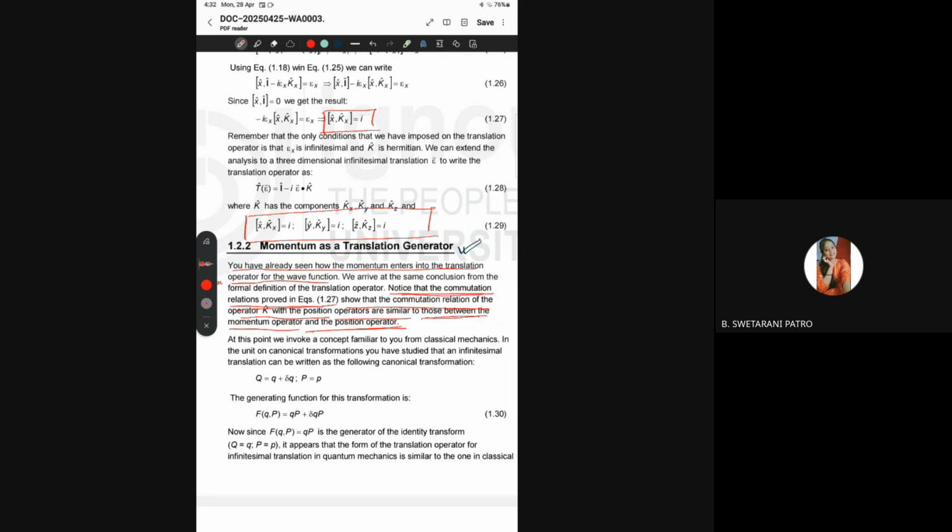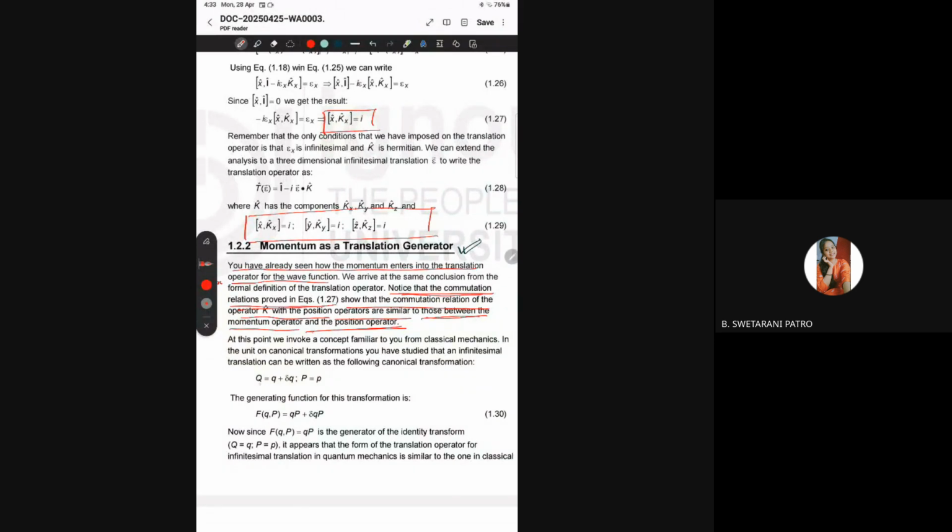So at this point, he says we invoke a concept familiar to you from classical mechanics. What is that? In the unit on canonical transformation, I think it is being taught right now, right? In classical mechanics. Yes, sir. In the unit on canonical transformation, you must have studied that the infinitesimal translation can be written as the following canonical transformation.